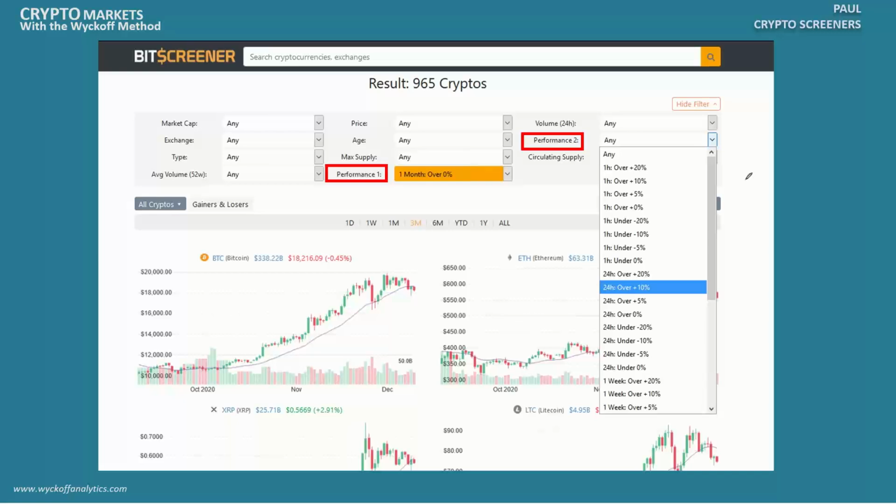For example, here you see two parameters, performance 1 and performance 2. For example, 1 month above 30%, 1 week above 0. Just playing with these two simple values, you can look for specific structures. And this is a very simplistic tool, guys.